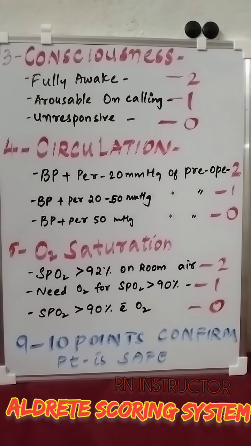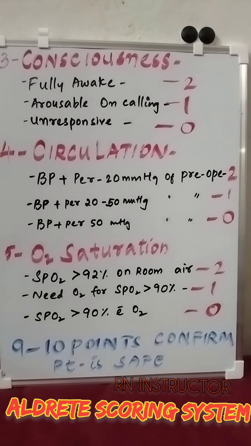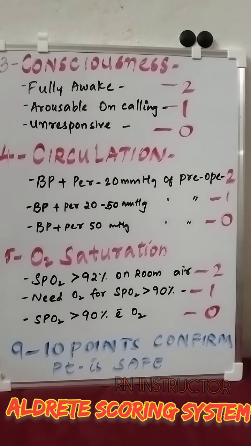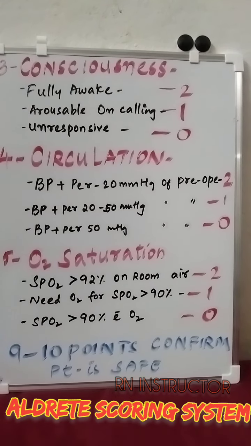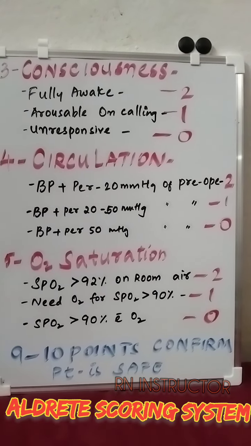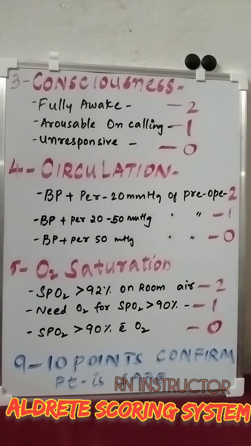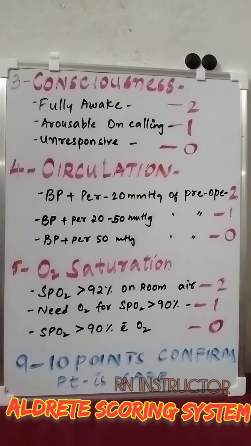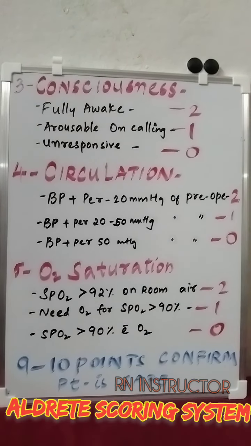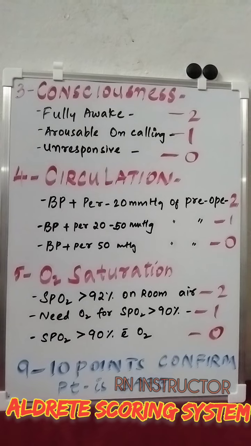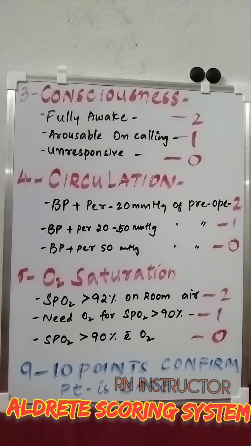The fourth thing you need to check is the circulation of the patient. If the present blood pressure is within plus or minus 20 mmHg of the pre-operative blood pressure, the score is 2. If the present blood pressure is 20 to 50 mmHg off the pre-operative blood pressure, the score is 1. If the blood pressure now is more than 50 mmHg off the pre-operative blood pressure, the score is 0.